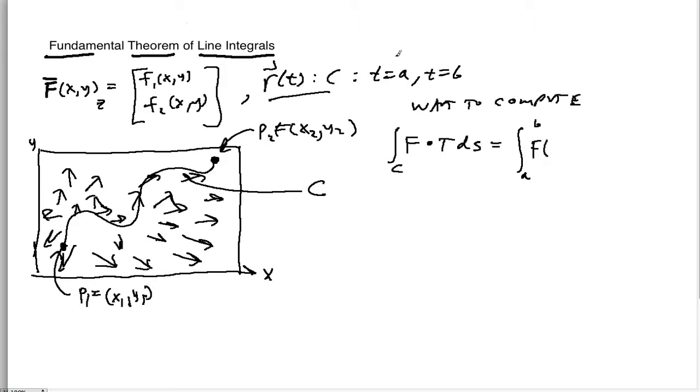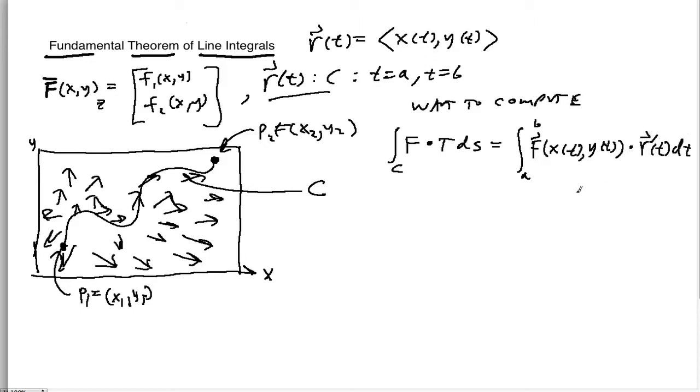I'm going to define r here a little bit more precisely as the vector function x of t, y of t. And that's going to be F of x of t, y of t, dotted with r prime dt. Again, r prime will be x prime, y prime, where the derivative is in dt.